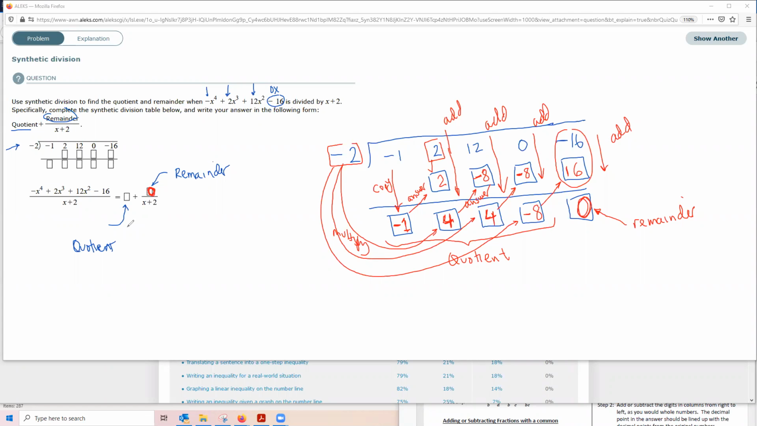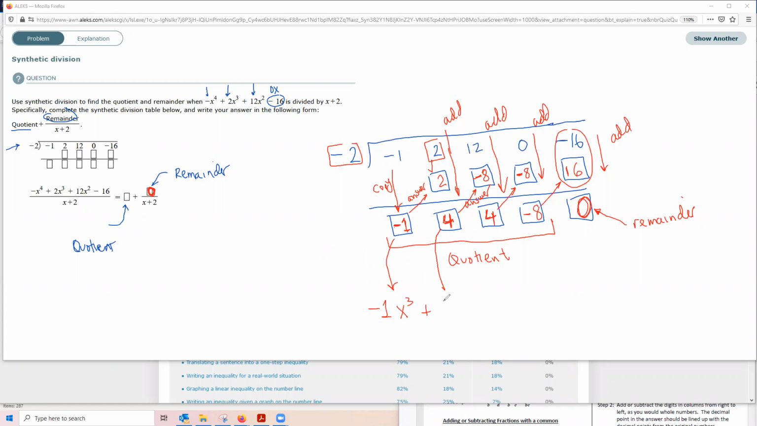All right, now what we have to do is interpret the quotient. Well, the quotient is given by these blue boxes right here. All right, now here's the way you do it. This -1 is the coefficient to put in front of x to the third. So I'm going to put this as -1 x to the third. This 4 is the coefficient to put in front of x squared. This 4 is the coefficient to put in front of x. And this is the constant -8. And we know the remainder is 0.